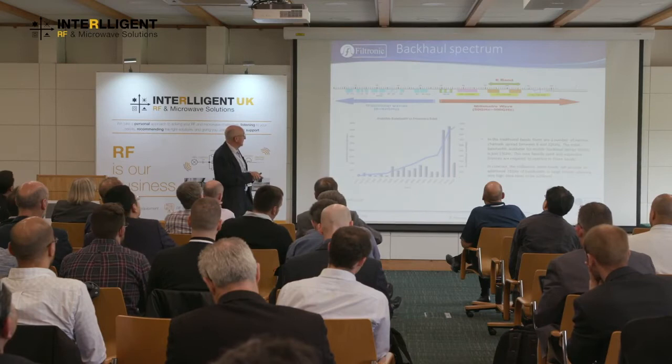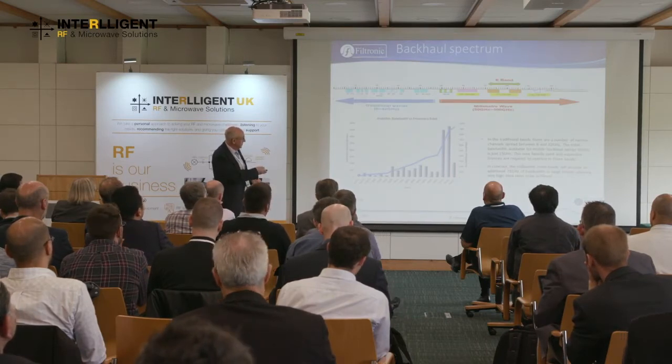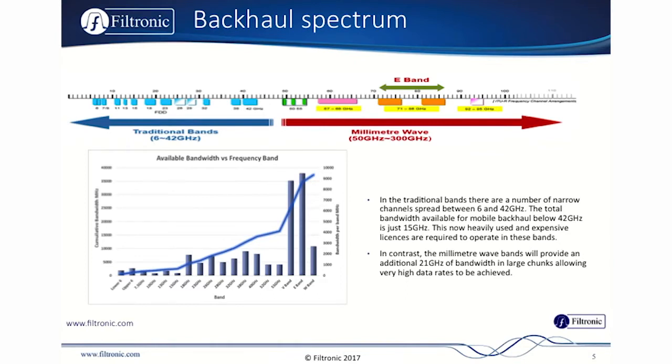So the traditional microwave bands, as I mentioned, are sort of 6 to 42 gigahertz, and they're all small bands. If we go above 40 gigahertz and we go to E-band, then there's a huge chunk of bandwidth here. There's only 15 gigahertz of total bandwidth available below 42. But if we go to E-band and V-band and even W-band, that's another 21 gigahertz of bandwidth that's available straight away.